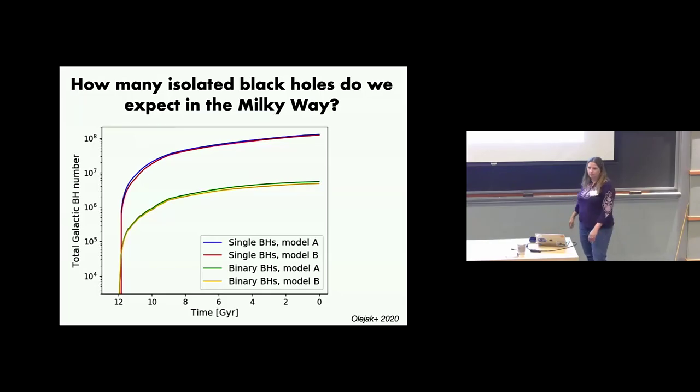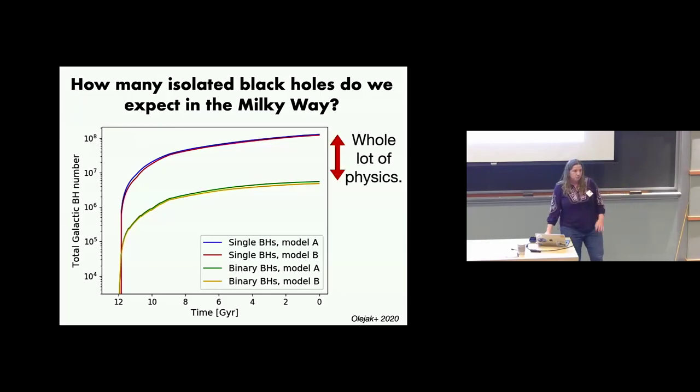Of course, when we try to figure out what that number is and where it comes from, there's a whole lot of physics there, a whole lot of astrophysics. And that's part of the uncertainty in these predictions and why it's important to test things observationally.